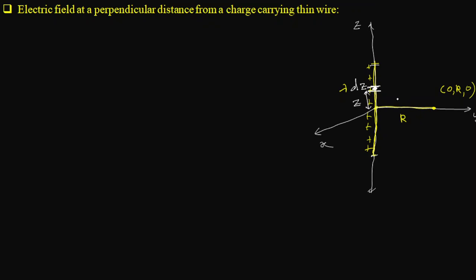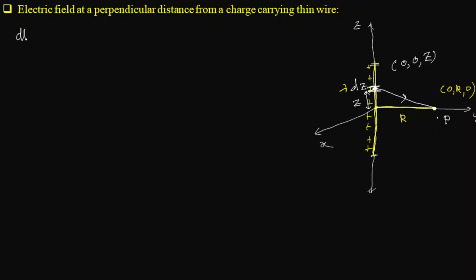Next, we have to join these two points, and write the position vector of point p with respect to the source coordinate, that means the point where we have considered the elementary length. This point has coordinates 0, 0, z, and point p has coordinates 0, r, 0. So now we have to write the position vector of point p with respect to this source point 0, 0, z. So what will be this position vector?